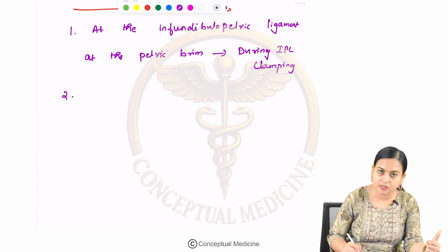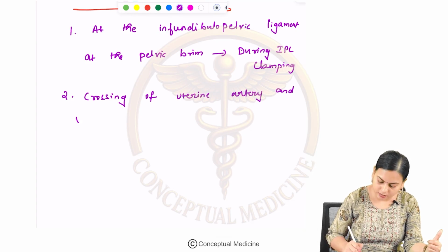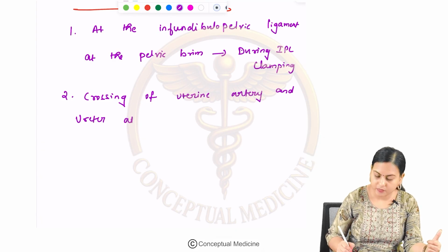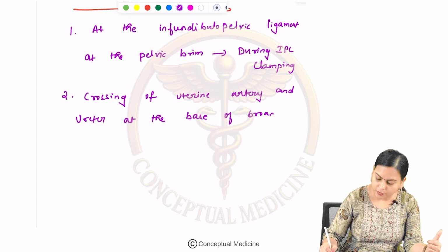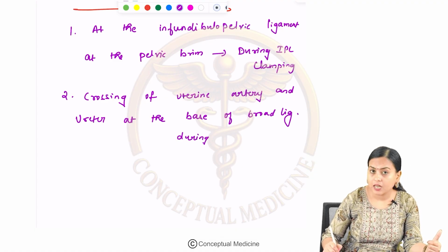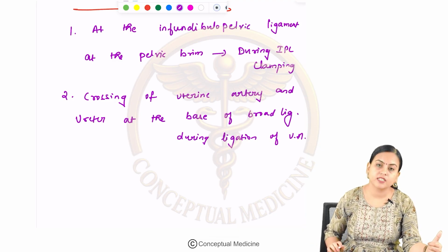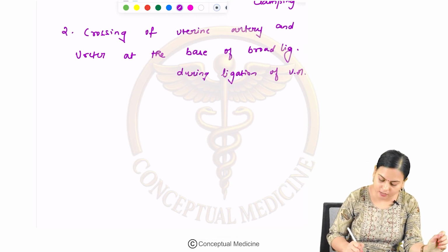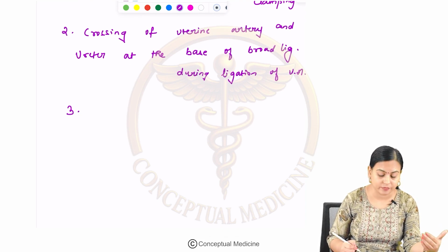And the second chance is there is crossing of uterine artery and ureter at the base of broad ligament during ligation of uterine artery. This anatomy you should know, right? It is water under the bridge, that is the ureter under the uterine artery, okay.